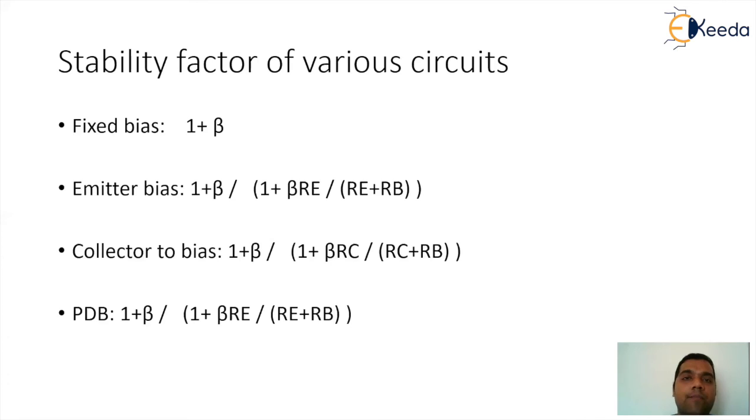So when I try to compare the different values of SI, we land up at fixed bias gives you 1 plus beta. The emitter bias will give you 1 plus beta upon 1 plus beta RE by RE plus RB. And finally, if I go for the potential divider bias, it will give me 1 plus beta by 1 plus beta RE by RE plus RB. So if you compare all four circuits, you will always get an improvement in the stability, because as and when you go for impacts of feedback elements, the stability keeps on improving.